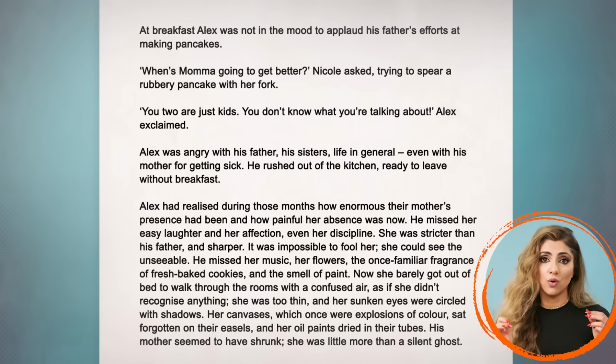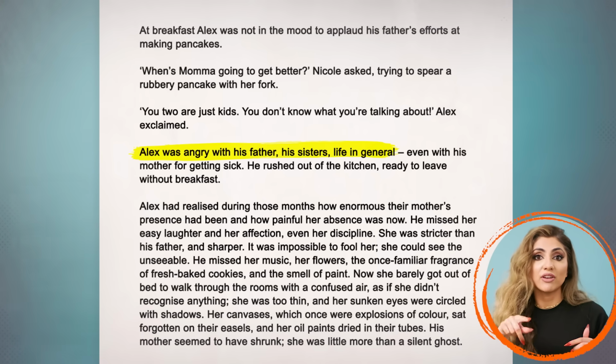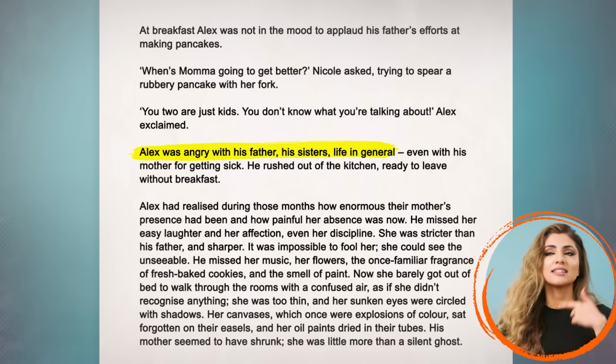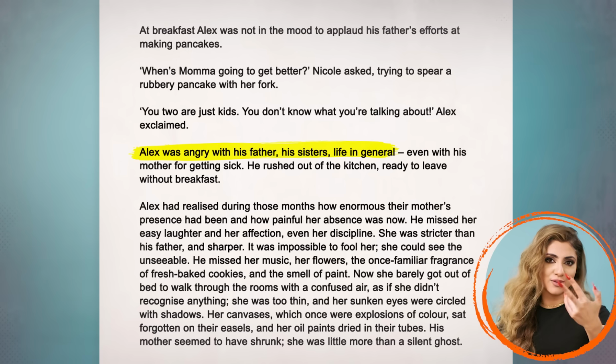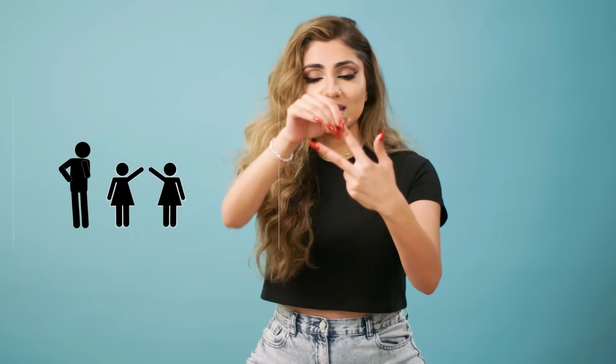I'm going to go for "Alex was angry with his father, his sisters, life in general," because there's a rule of 3 there. And actually, if you're really clever, you'll notice that in that rule of 3, each thing gets bigger. So we've got his father, that's 1. Then we've got his sisters, that's 2. And we've got life in general, that's the biggest. And perhaps that shows he's struggling because it represents how his emotions are becoming overwhelming and he's becoming increasingly frustrated.